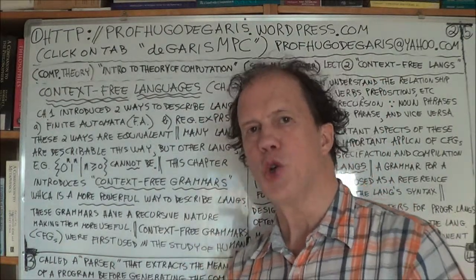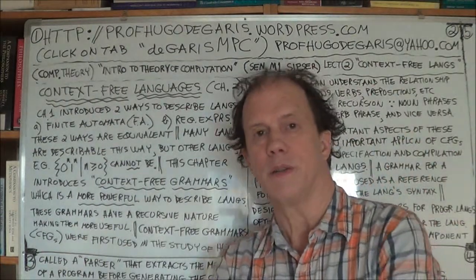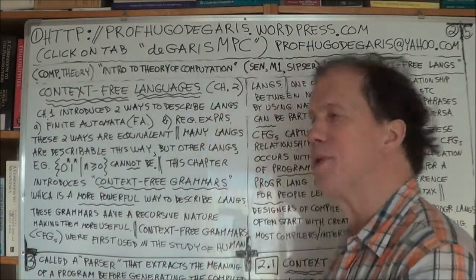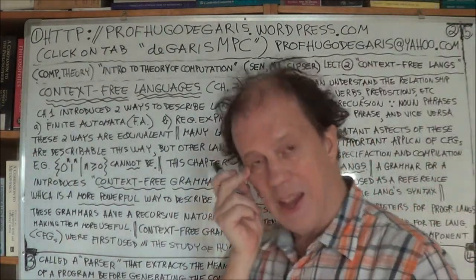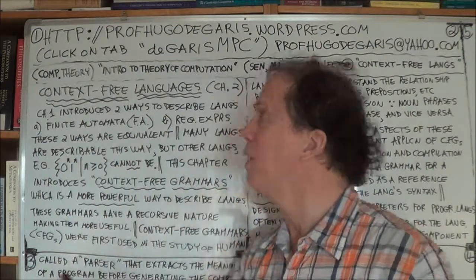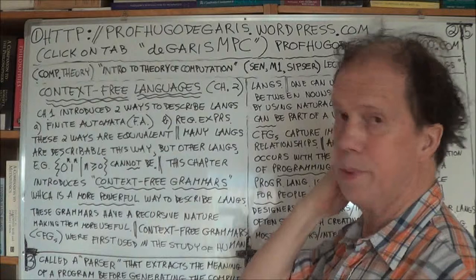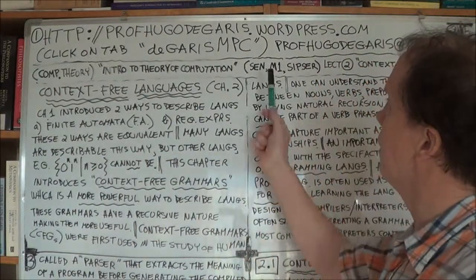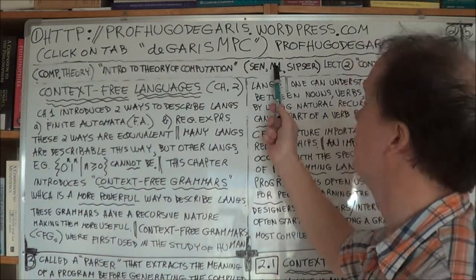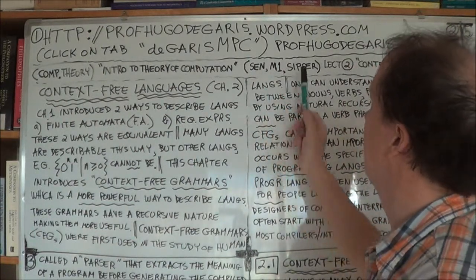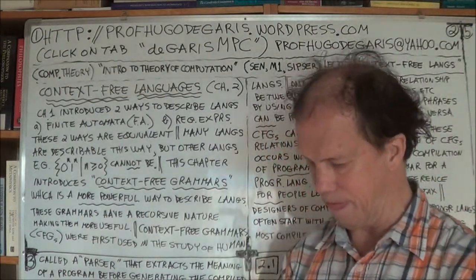This is lecture 2 with the title Context-Free Languages. Sorry, Context-Free Languages. It's part of a computer theory course called Introduction to Theory of Computation. It's a senior level M1, meaning first year master's level course, so a bit of both. The author of the text is Sipser, Michael Sipser.